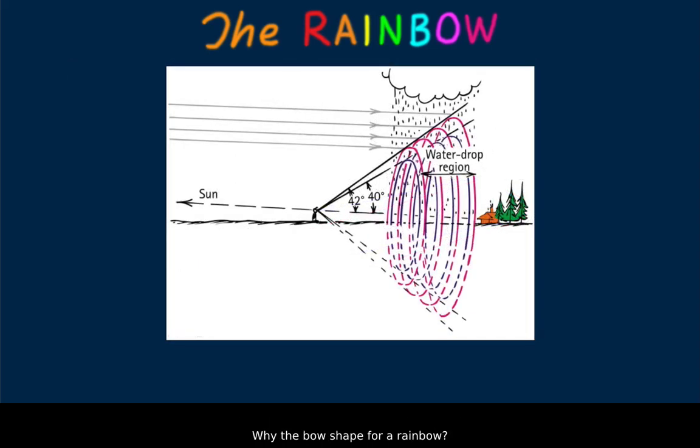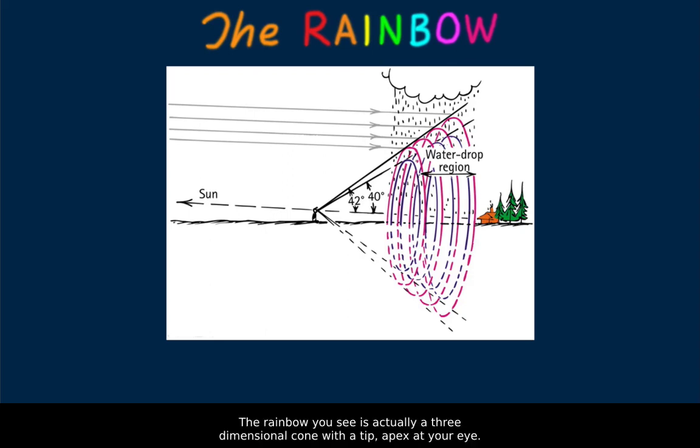Why the bow shape for a rainbow? The answer to this involves a little geometric reasoning. First of all, a rainbow is not the flat two-dimensional arc it appears to be. It appears flat for the same reason a spherical burst of fireworks high in the sky appears as a disk, because of a lack of distance cues.